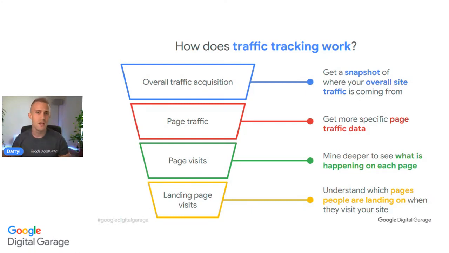Next up, jumping down to the next part of the funnel, which is page traffic. Within that, can we get more specific? Are they landing on specific pages? What are they doing on any given page? Then the page visits, which is mining deeper into what is happening on each page. Are they clicking on this button 5 times? Are they clicking on that button more than this button? Are they looking at this more than that? Did they scroll down? Did they scroll up? So much information that's going to be incredibly useful to you.